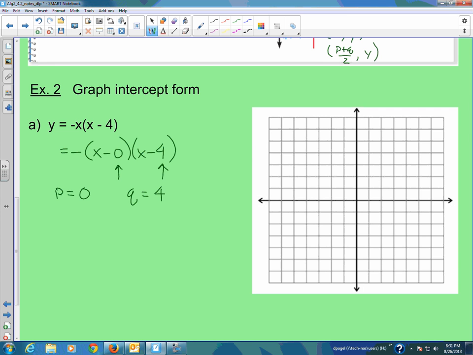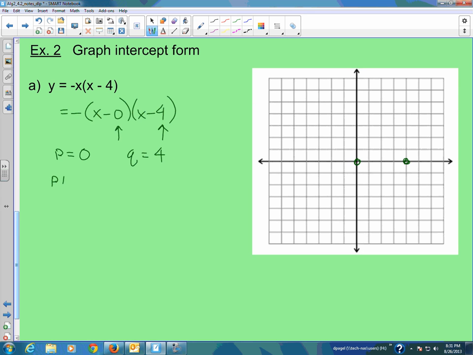So on graphing this, I'm going to go ahead and put those on my graph to start with. And I know that my vertex is going to be right down the middle of those 2 points, so I'm going to have to find the average between them. Oh, that's easy enough. We have our equation p plus q over 2. That's how we find the x part of our vertex, or the axis of symmetry. All right, so x equals 2 is my axis of symmetry. You guys probably already saw that.